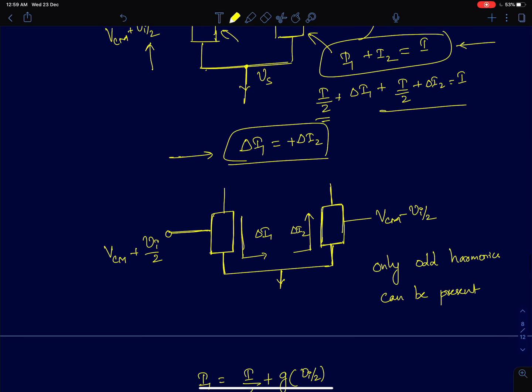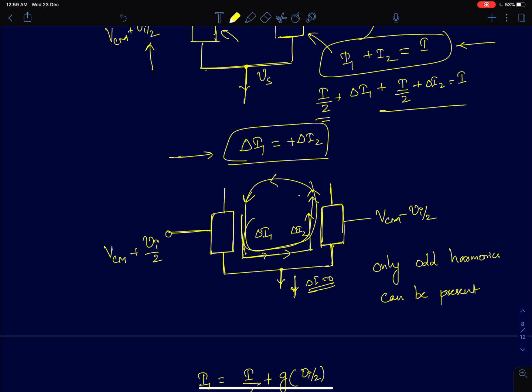So which means if I try to draw the loop of current which is flowing through this, the current will flow in this way. Because the incremental change here has to be 0, since it's a constant current, any change here will be fully absorbed by this device itself. Now we just saw in the previous example, the odd harmonic currents tend to flow this way. So which means by construction, this differential amplifier cannot have even harmonics.